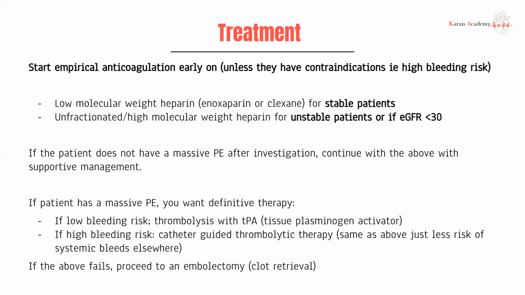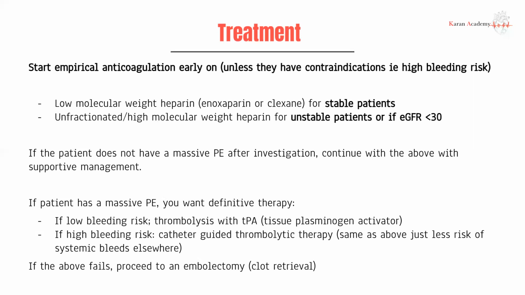If they're unstable but they have a pulse, you want to start them on oxygen supplementation, pain management, and unfractionated or high molecular weight heparin. Remember? Right. If the patient is stable, has a pulse, can speak, all of that, you will start them on low molecular weight heparin, and then you ask yourself, do they have a massive PE? If they don't have massive PE, leave it at that.